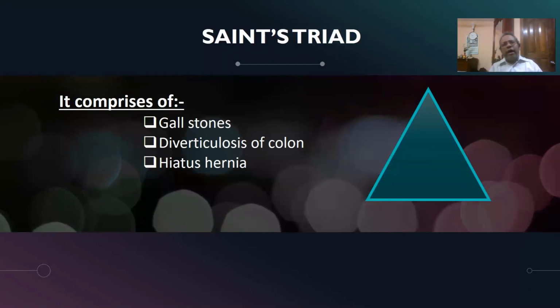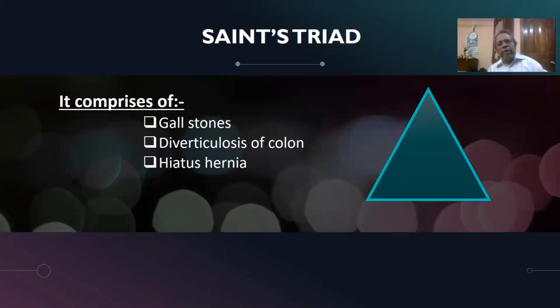Some diseases may occur along with the gallstone. It was discovered that there is a triad called the Saint's triad. That means gallstone disease along with maybe diverticulosis of the colon and hiatus hernia. So with the hiatus hernia having epigastric pain, the gallstone may be a silent one. Every gallstone does not produce any symptom.